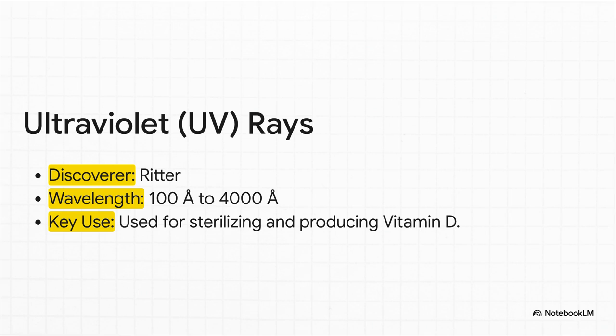Just beyond the violet light our eyes can see, we find ultraviolet, or UV, rays. These were found by Johann Ritter. Now, you know these as the rays from the sun that can give you a pretty nasty sunburn. But here's the twist. A little bit of this very same radiation is what our bodies need to produce vitamin D. And we've also figured out how to use it to sterilize surgical tools. So it's got a good side and a bad side.